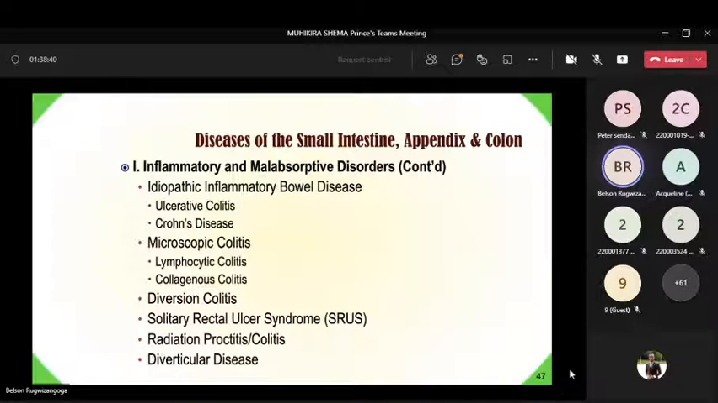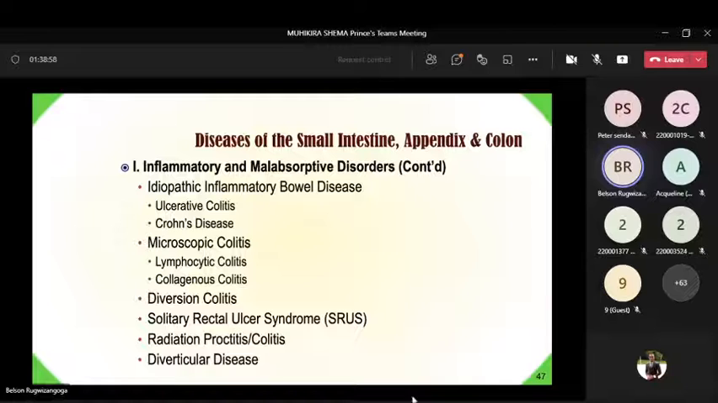Others are inflammatory and malabsorptive disorders, the idiopathic inflammatory bowel diseases. These are ulcerative colitis and Crohn's disease, and you must know these two. Although we have few of them in our country, these are diseases you must know.